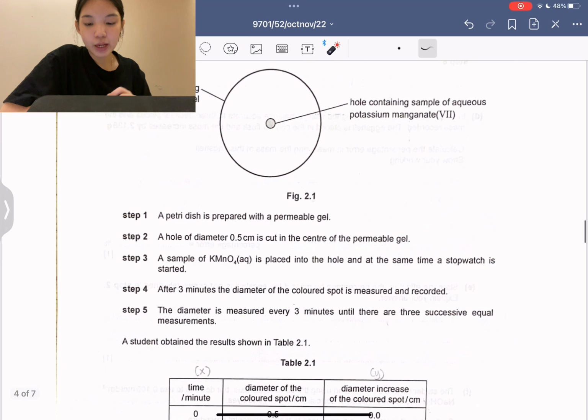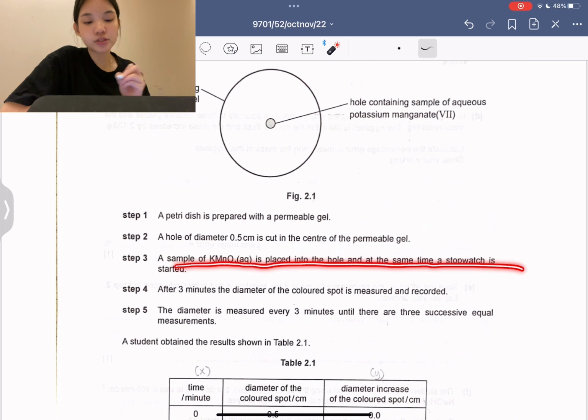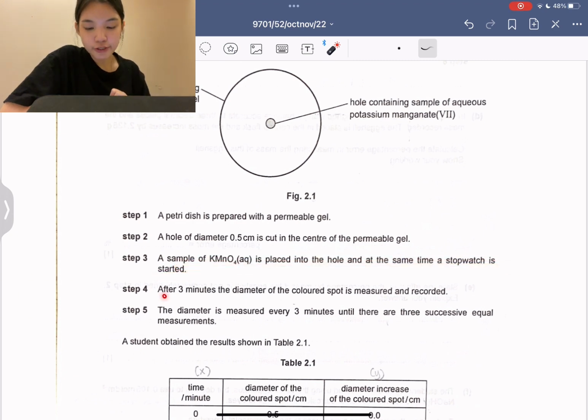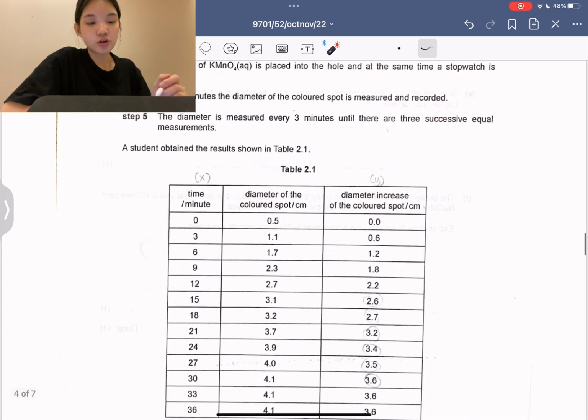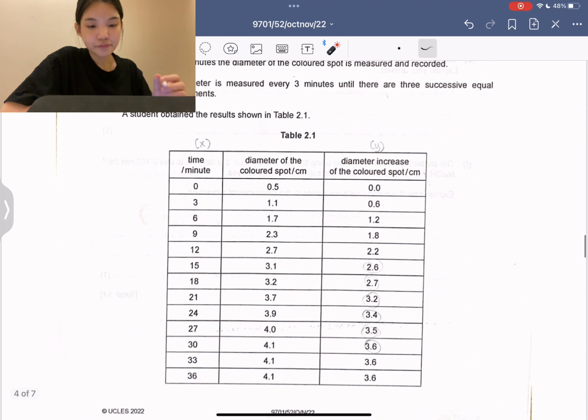Step 1, a Petri dish is prepared with permeable gel. Step 2, a hole of diameter 0.5 centimeters is cut in the center of the permeable gel. Step 3, a sample of KMnO4 is placed into the hole, and at the same time a stopwatch is started. After 3 minutes, the diameter of the colored spot is measured and recorded. The diameter is measured every 3 minutes until there are 3 successive equal measurements.